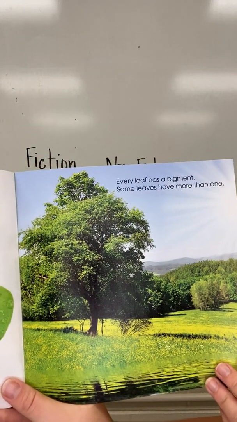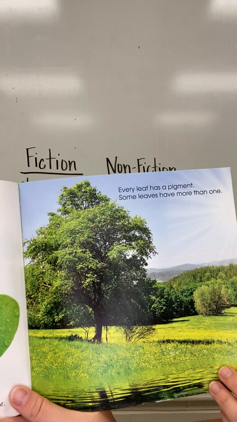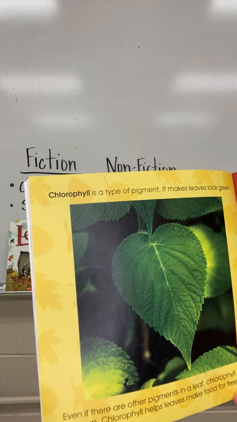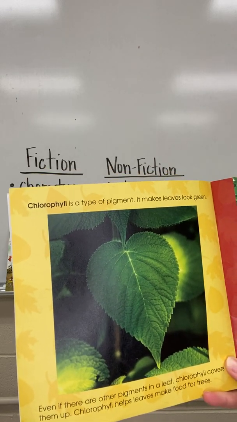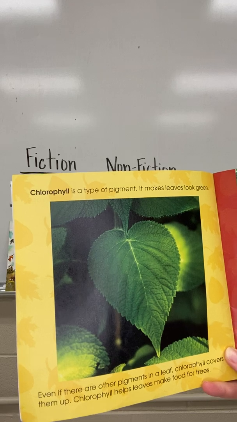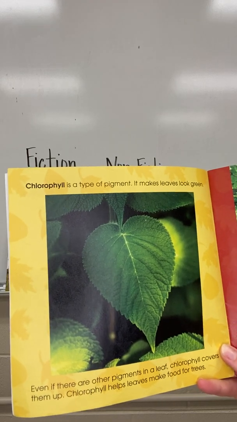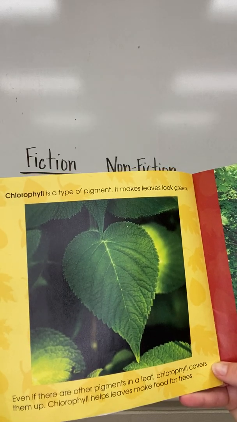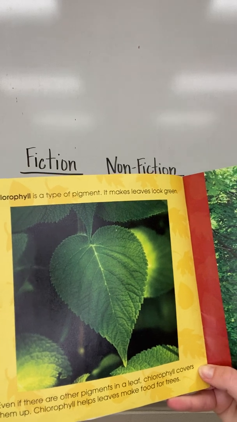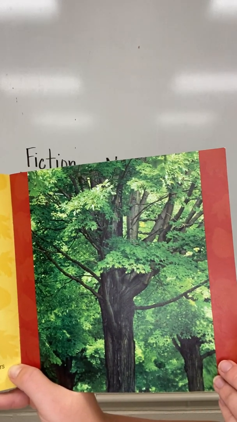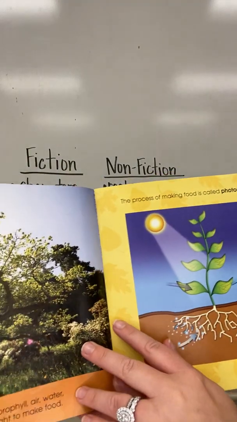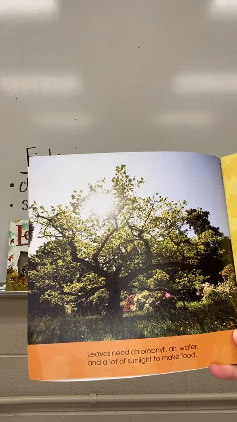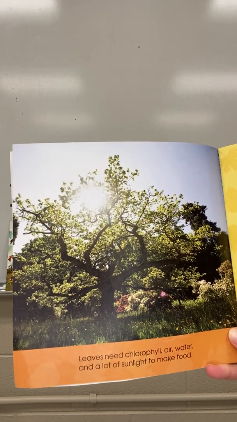Every leaf has a pigment. Some leaves have more than one. Chlorophyll is a type of pigment. It makes leaves look green. Even if there are other pigments in a leaf, chlorophyll covers them up. Chlorophyll helps leaves make food for trees. Leaves need chlorophyll, air, water, and a lot of sunlight to make food.